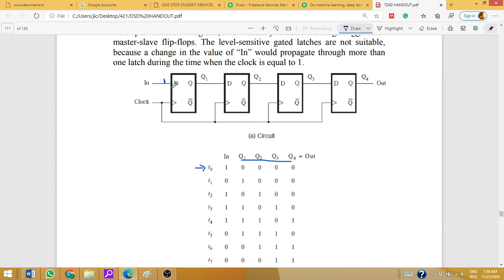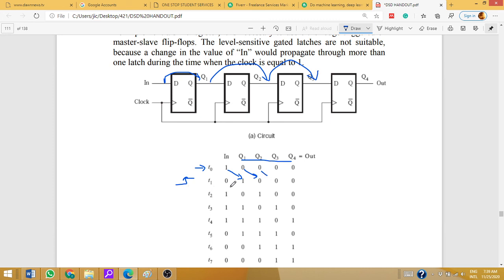Whatever is here passes to here with the first clock pulse. Whatever is here moved here, and what was here was 0, so 0 is already here. It is moving in this way. Now this one is here, this one is here. Similarly, it follows during the second stage.